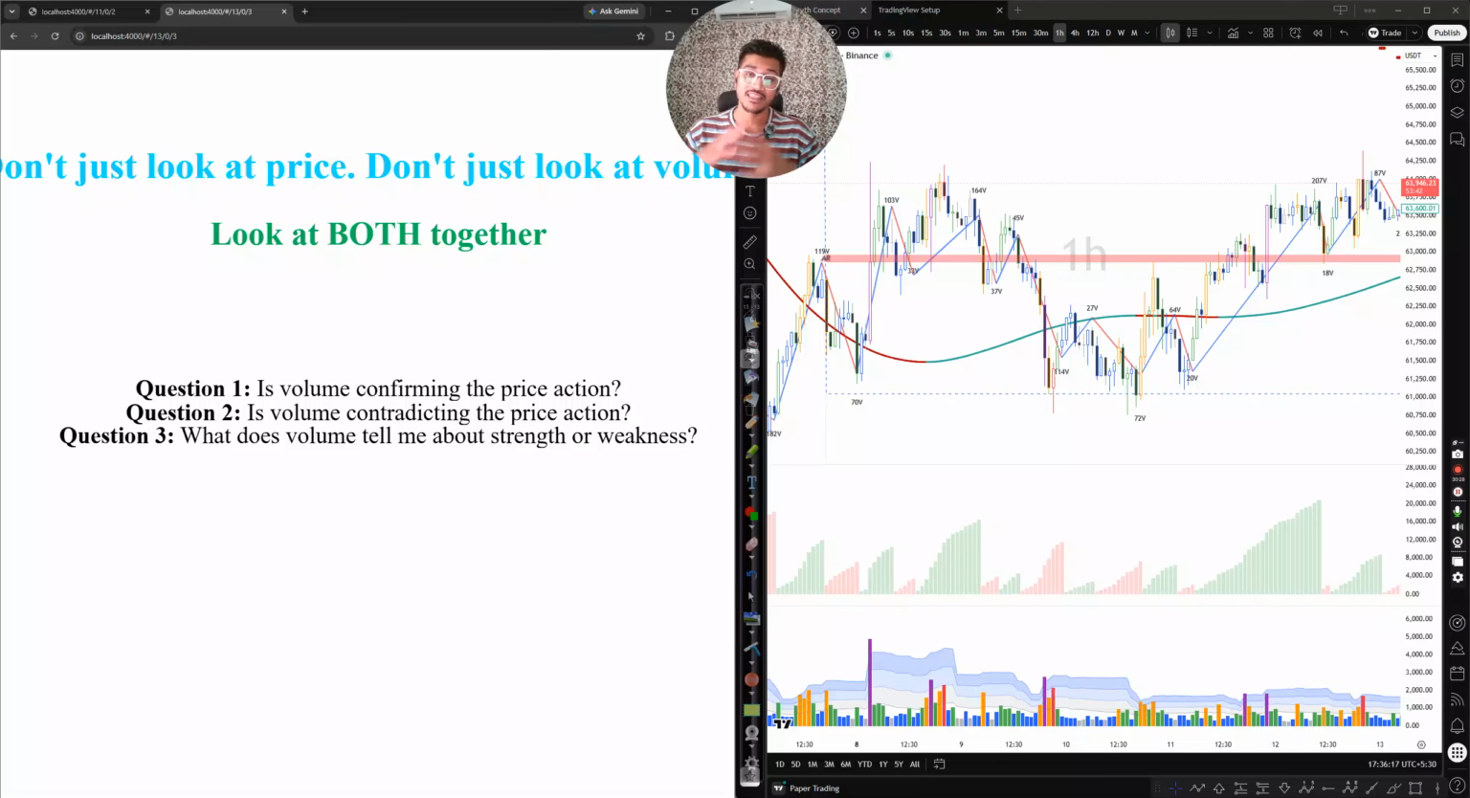The third question you might be asking is: what does volume tell me about its strength or weakness? That's what I told you, right? If there is a strong move, for instance, see, the volume was less than that, but the move was strong, so volume is not confirming the price.